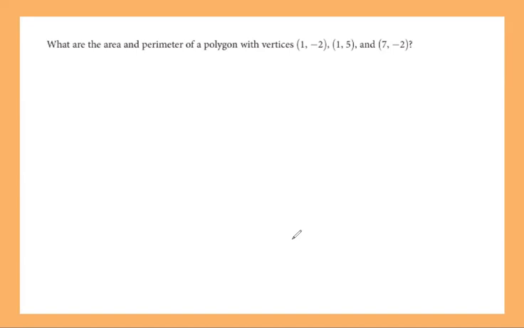So we have a question and it says what's the area and the perimeter of the polygon with the given vertices? The question is straightforward and we'd like to find two things, right? We want to find the area and we want to find the perimeter of the polygon. Since we have three vertices, it's a triangle actually.